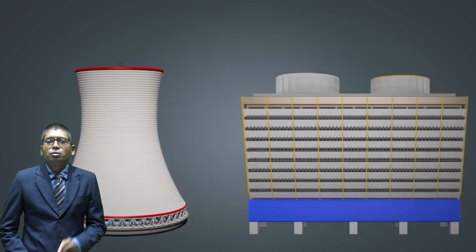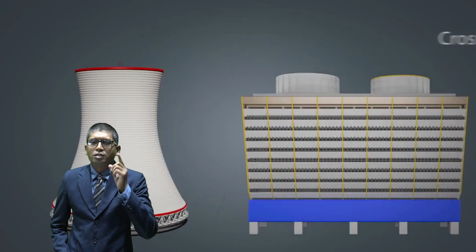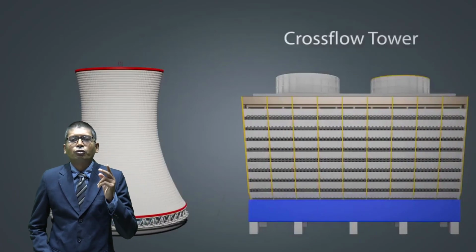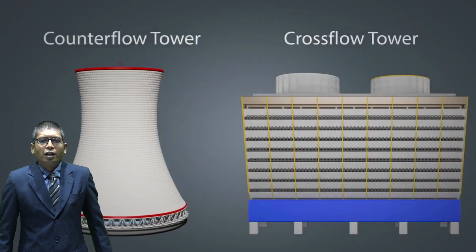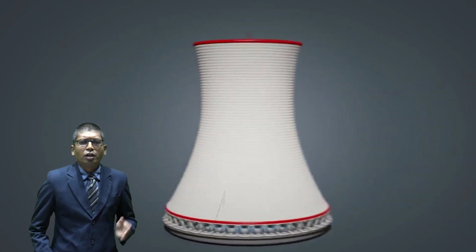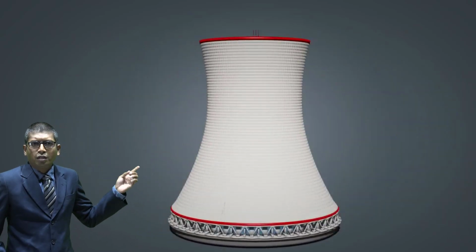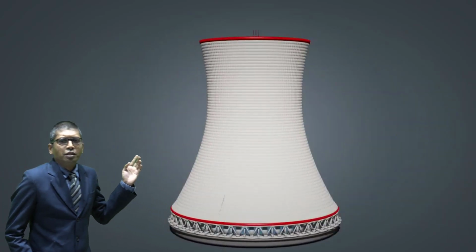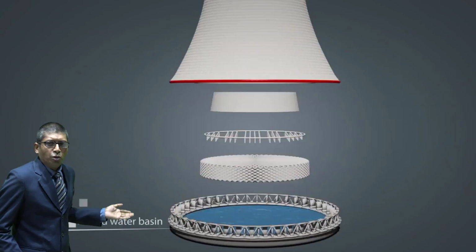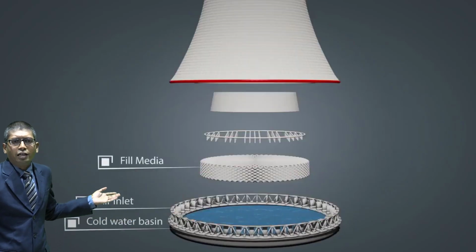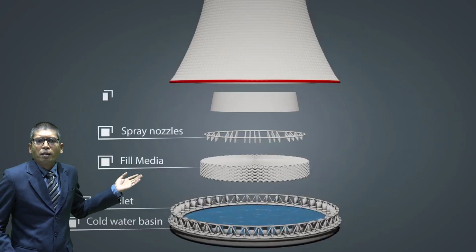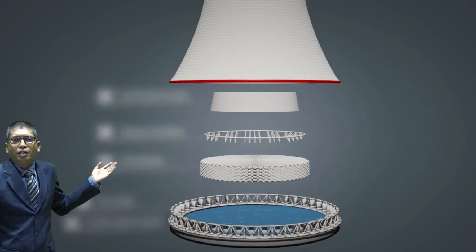There are two types of cooling towers. One is the cross flow type, another is the counter flow type. Let us look into the components of the counter flow cooling tower. Counter flow cooling tower has cold water basin, air inlet, film media, spray nozzles and drift eliminators.